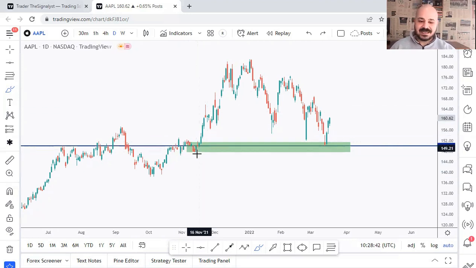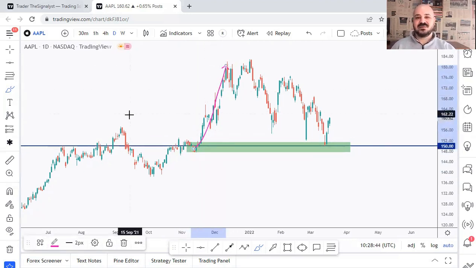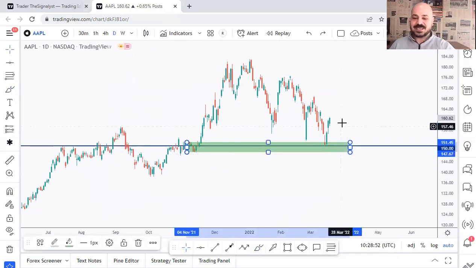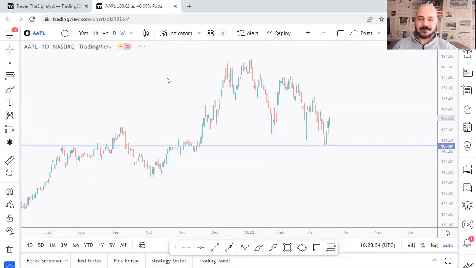So we've got a demand area here, as we had an aggressive movement upward from this base. But I will not draw it to keep the chart clean, because we already have the 150 round number, right? So that's how you keep your chart as clean as possible.